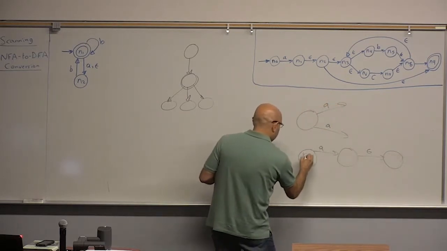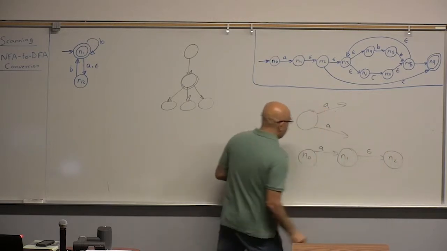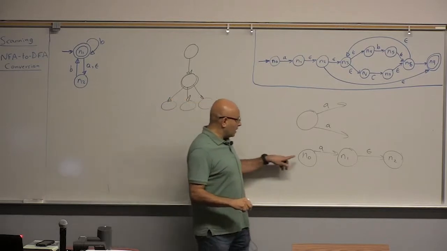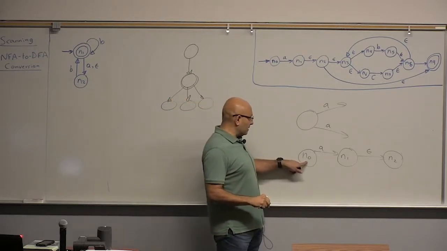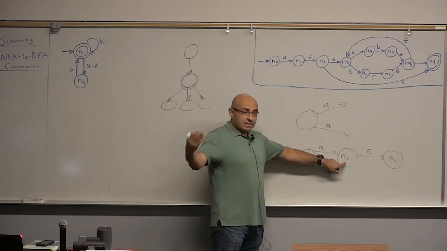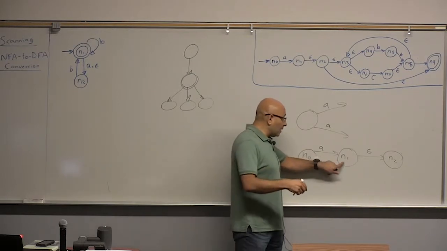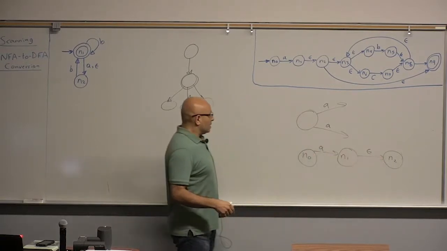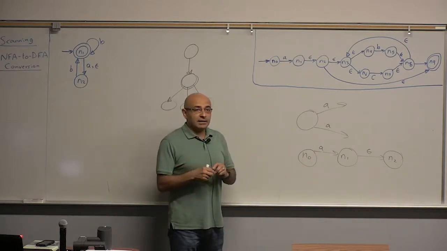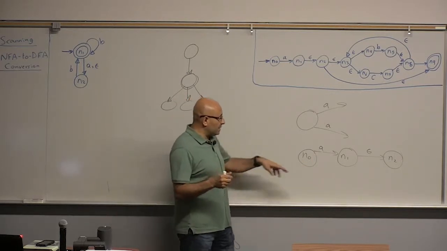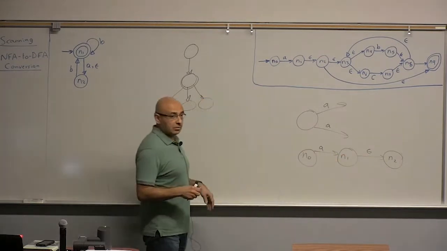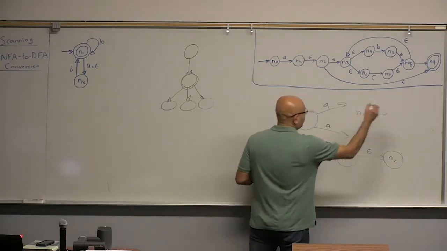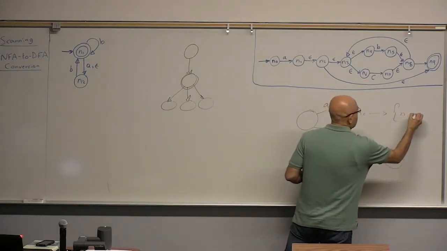So you can have A and you can have A, but you can have epsilon. If these are states N0, N1, N2, and you are in N0 and you see an A in the input, there are two possibilities. First possibility is going to N1. Second option is going to N1, then taking the epsilon transition to N2. So when you are in N0 and you get an A, the next state is going to be either N1 or N2. That's why with the NFA, we say that when you are in N0, your next state is going to be the set N1, N2.